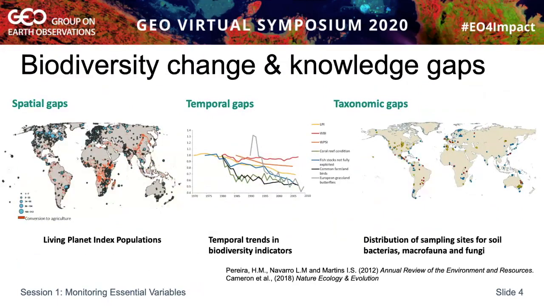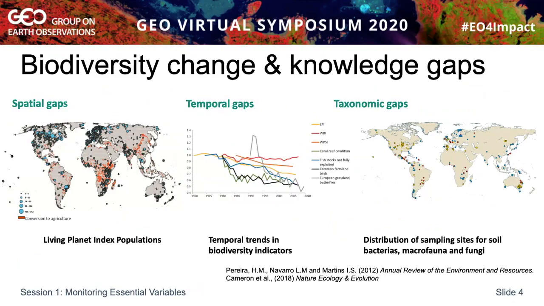One reason for that is that we're still facing important knowledge gaps when it comes to biodiversity. There are important spatial gaps, as you can see on this map on the left-hand side. This map shows you the locations, or the points, that are used to calculate the Living Planet Index, which is a widely used indicator of the state of biodiversity. You can see that while the distribution of those points is pretty good globally, it is still suboptimal. There are still a lot of areas where we don't have information on the state of biodiversity, at least based on the points that are used to calculate this indicator.